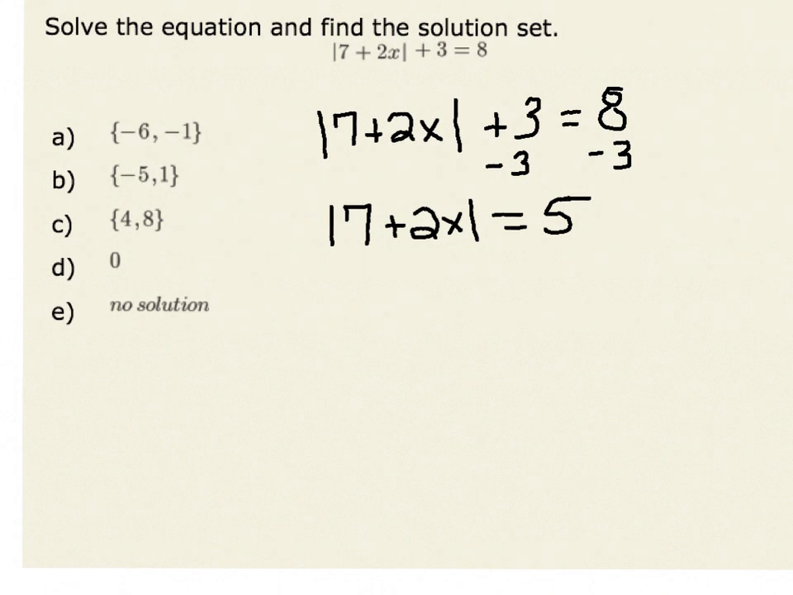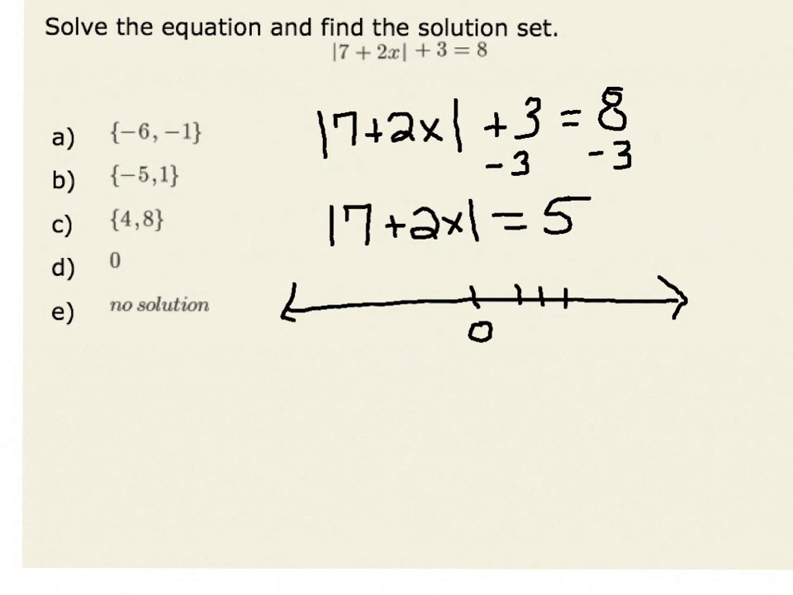Let's take a moment to recall what the absolute value symbol means. One way we can visualize it is on a number line centered at 0. The absolute value tells us the distance the value is from 0. Therefore, we're looking for values of x that when we double it and add 7, that distance is equal to 5 units away from 0.